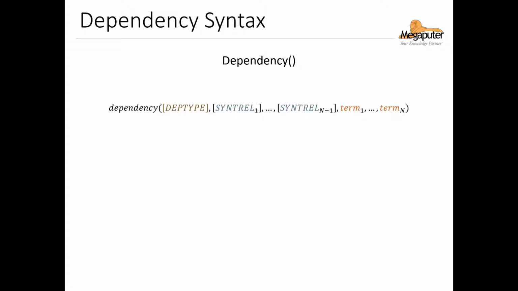So the basic syntax of the dependency node is as follows. We'll call the dependency function like we would any other function. We'll open a set of parentheses, and then we have several different types of arguments. We have the dependency type argument, and then we'll have a number of syntax relationship arguments, and then we'll have a number of terms. If that's a lot taken at once, don't worry about it. We'll ignore several of these for now and build onto it later.